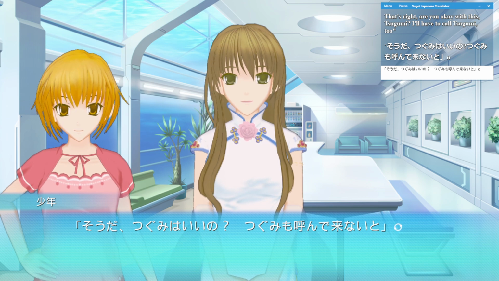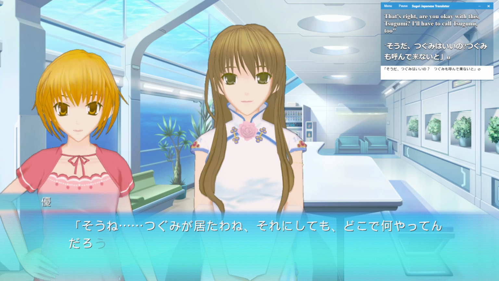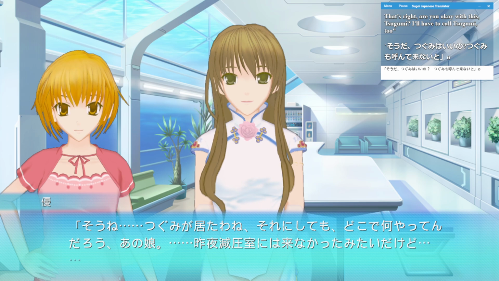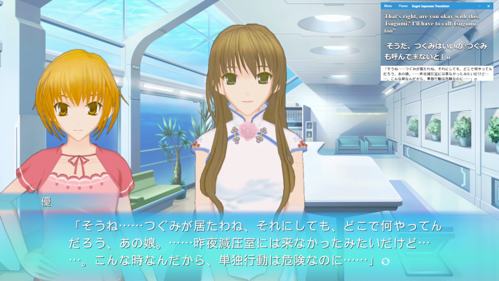That's right. Oh, is Tsugumi okay? I'll have to call Tsugumi too. Yeah, but Tsugumi is E, which could be just like good. Would Tsugumi be good also? So I don't know if that's interpreting as is she okay or will it be good to call her as well.